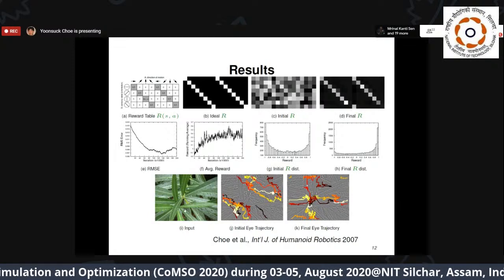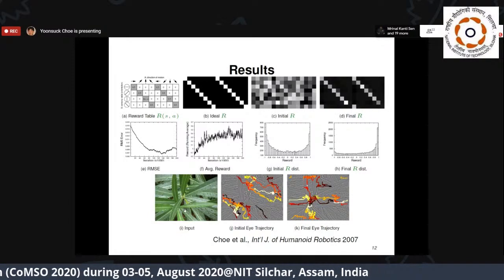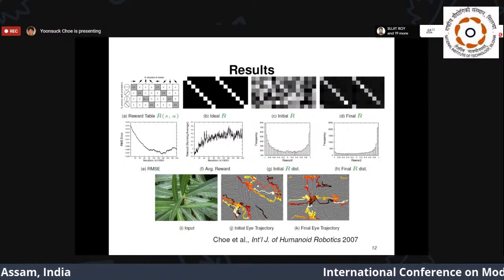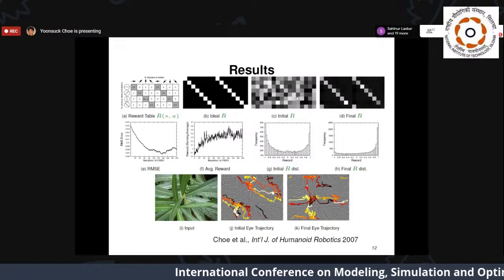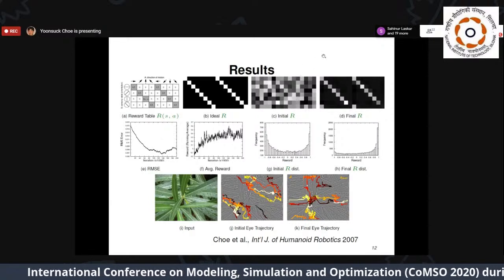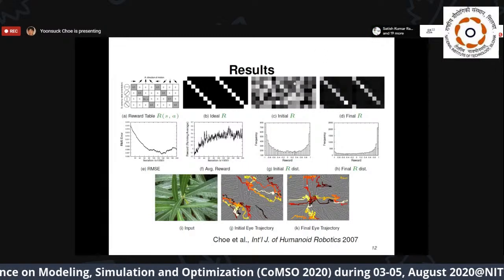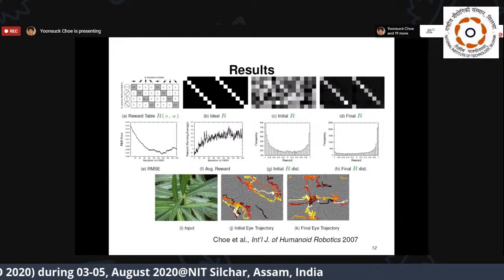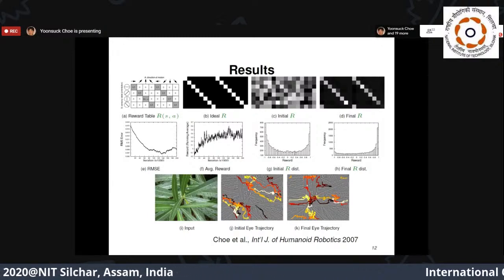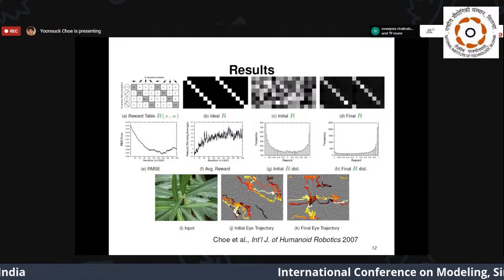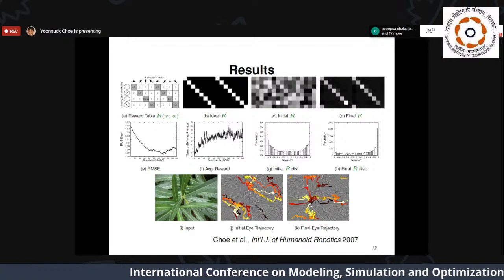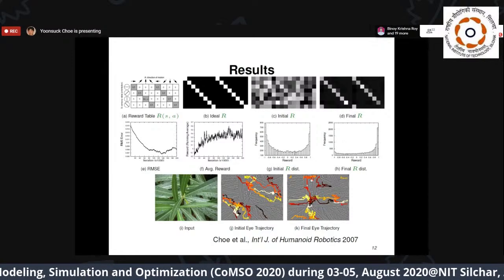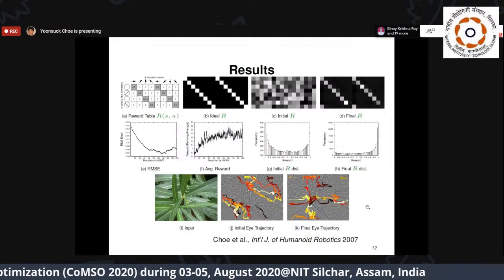And this was one of the inputs that we used, a natural input for training. This shows the motion trajectory during the initial phase of training. It's kind of random because this reward table is random, based on which the policy that maps the state to the action is generated. After training, as you can see, the motion trajectory, although there is some kind of randomness, which is built into the policy function generation, recovers the structure of the underlying image.